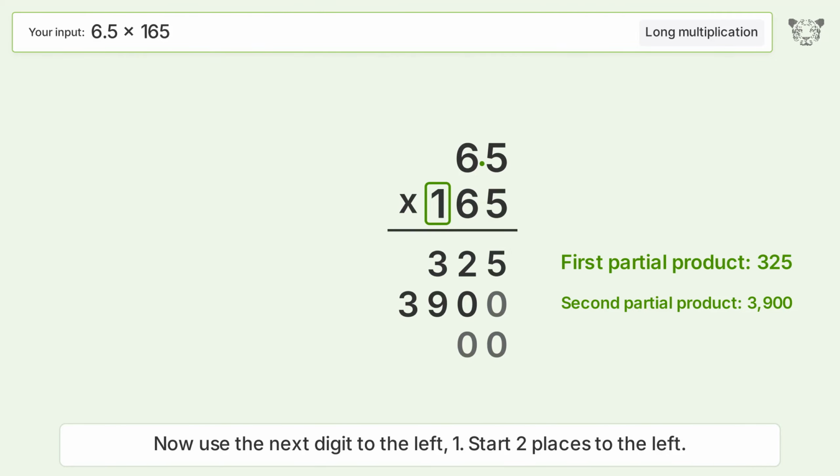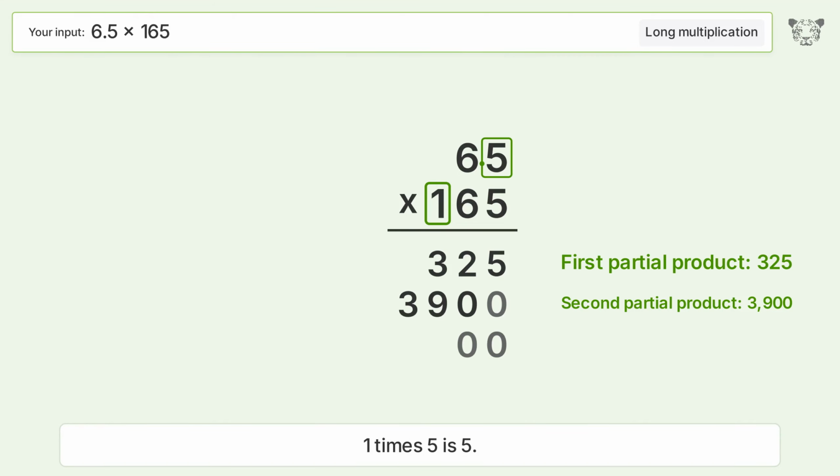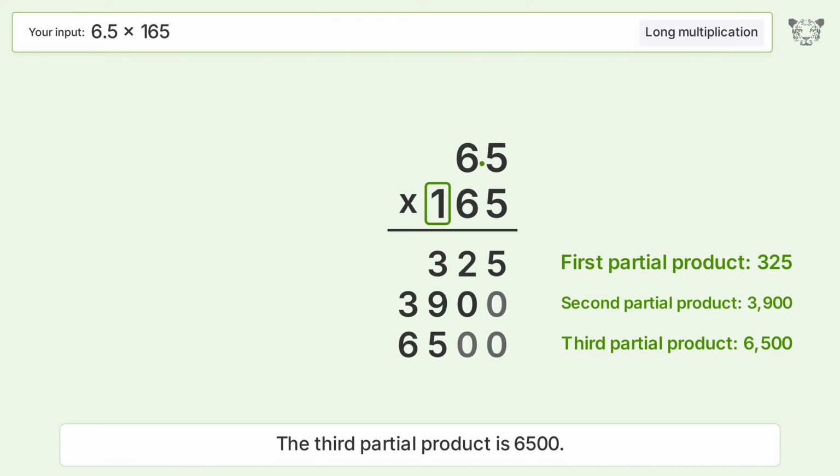Now use the next digit to the left, 1. Start two places to the left. 1 times 5 is 5. 1 times 6 is 6. The third partial product is 6,500.